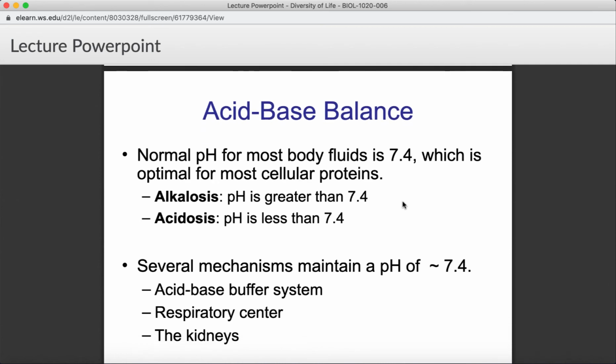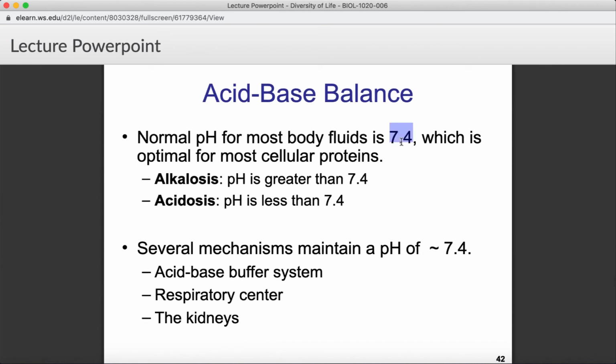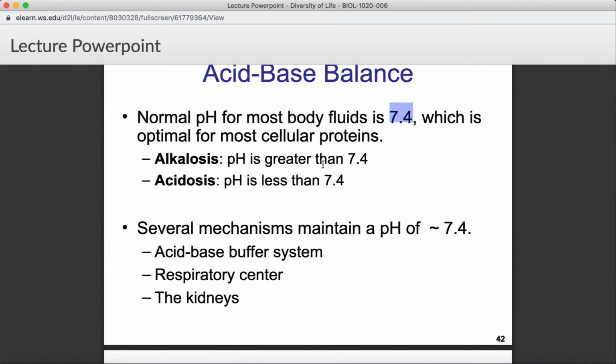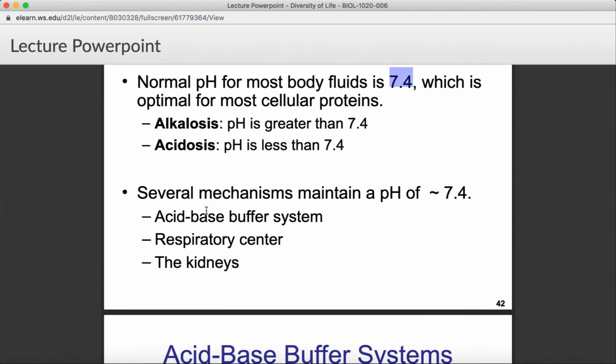For acid-base balance, most body fluids, your pH is around 7.4, give or take half a pH. Anything above 7.4 is alkalosis. Anything less than that is acidosis. We have an acid-base buffer system in the blood already to kind of keep things within that range.